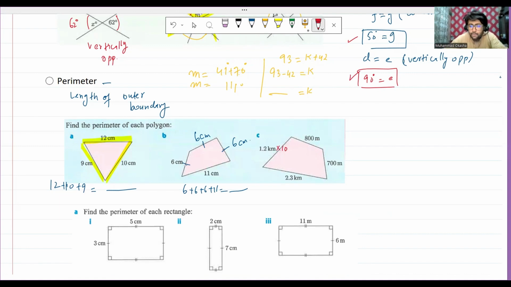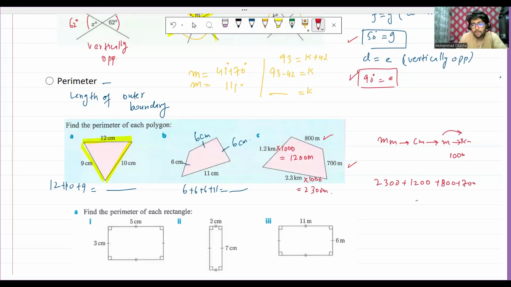I'll multiply it by 1,000. I hope you remember unit conversions: millimeter, centimeter, meter, and kilometers. Going from kilometer to meter is 1,000, so we multiply it by 1,000. And this is going to be 1,200 meters. It's already 800 meters, already 700 meters. If I multiply this by 1,000, I'm going to get 2,300 meters. Now can I just add all of these numbers? 2,300 plus 1,200 plus 800 plus 700. If you add all of them, you're going to get your answer in meters.